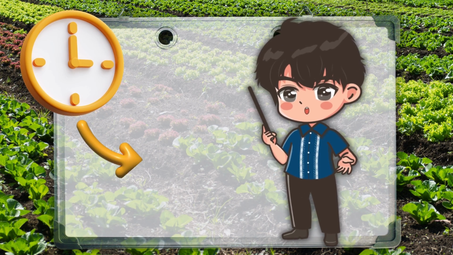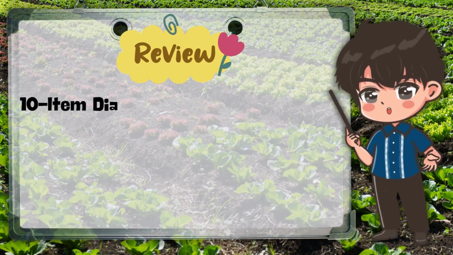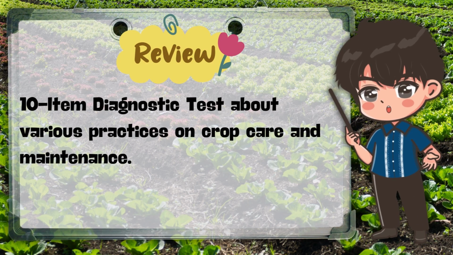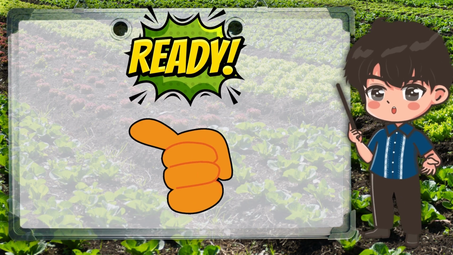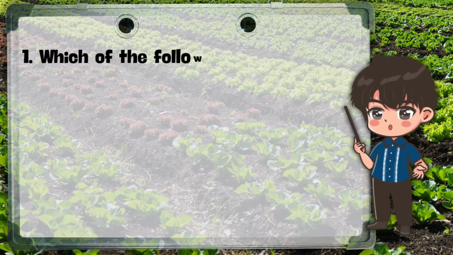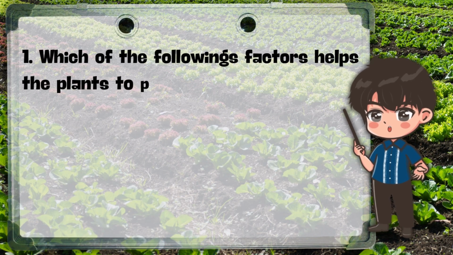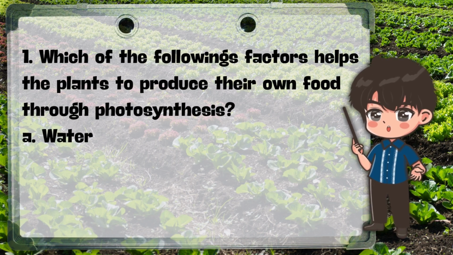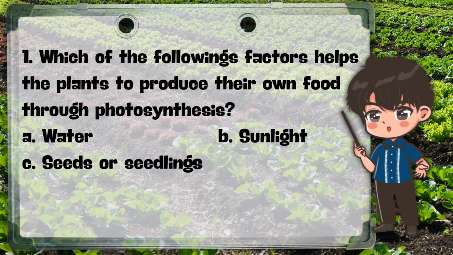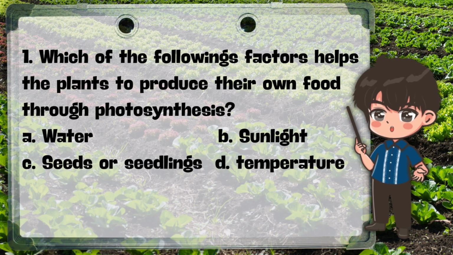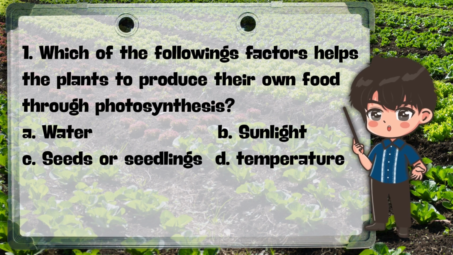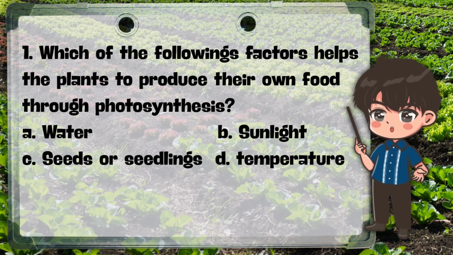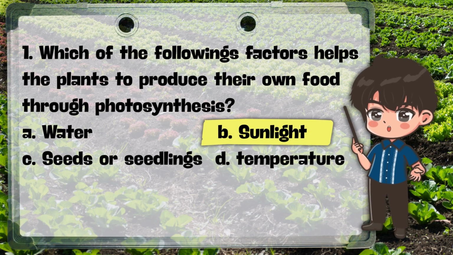This time, we will have a short review. You will take a 10-item diagnostic test about various practices on crop care and maintenance. Are you ready? Number 1. Which of the following factors helps the plants to produce their own food through photosynthesis? A. Water. B. Sunlight. C. Seeds or seedlings. D. Temperature. And the correct answer is very good, letter B, sunlight.